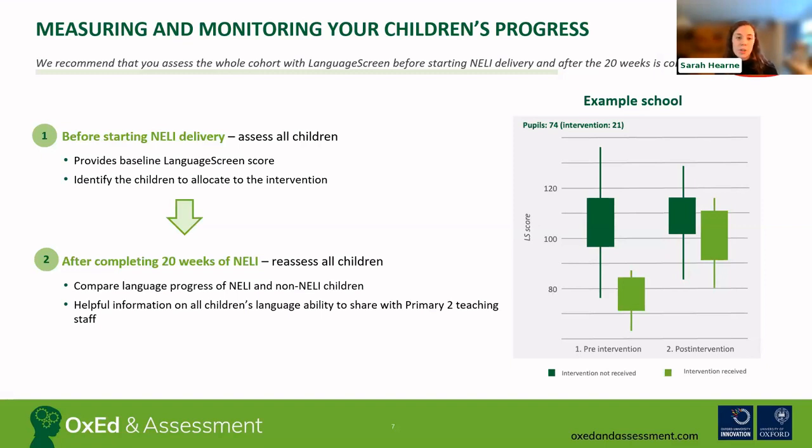But then after the intervention on the right, the gap between the scores for the two groups has lessened considerably, with the NELI children's scores averaging more around the 100 mark as they've caught up with their peers, which is obviously quite a remarkable improvement over the two terms of NELI. But in order to see that comparison and see how they've improved in comparison to their peers, you need to assess the whole cohort, or at least more than just the NELI children.